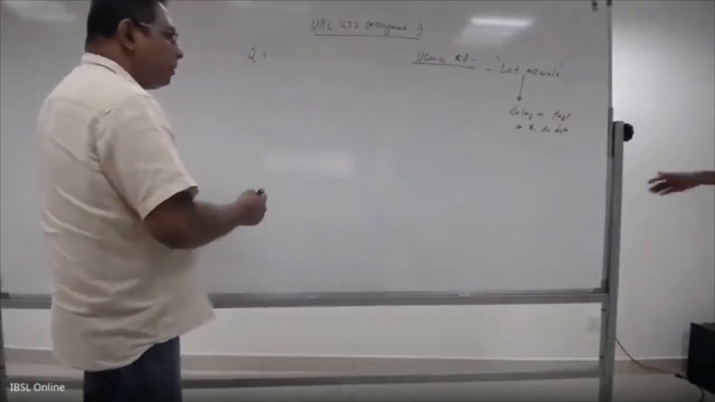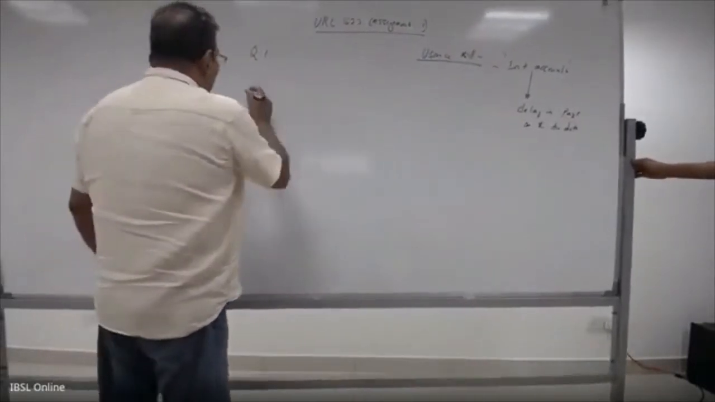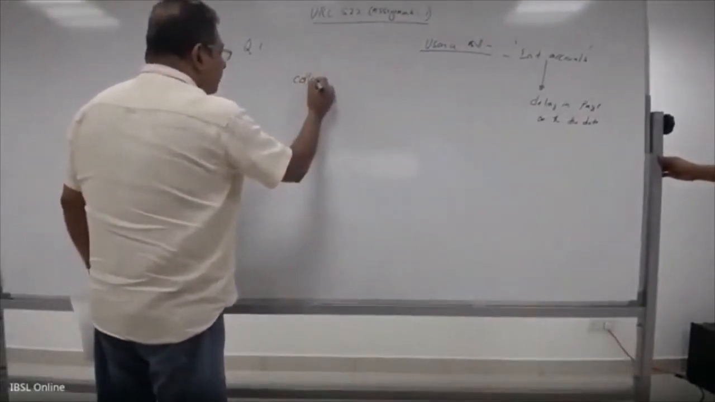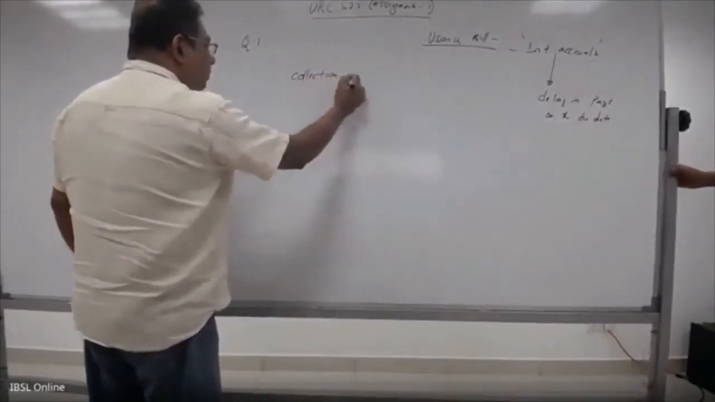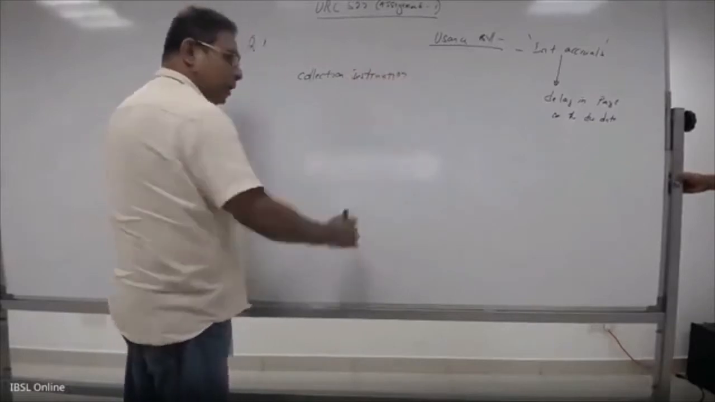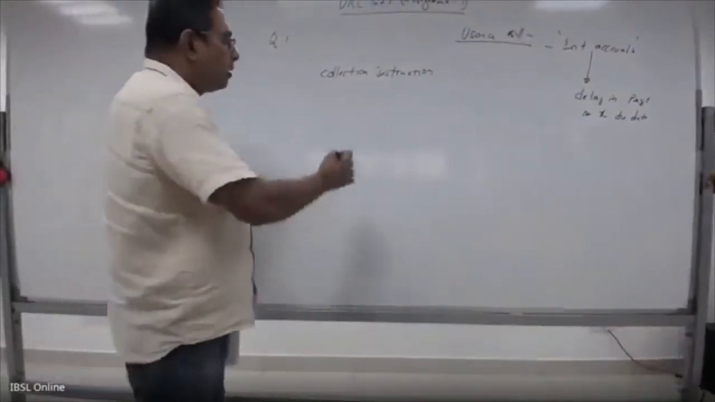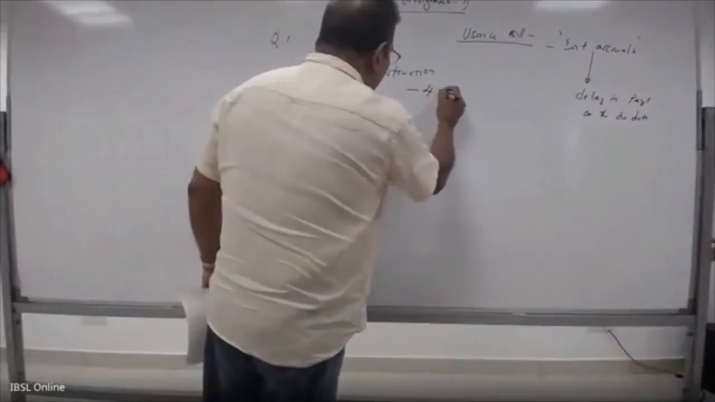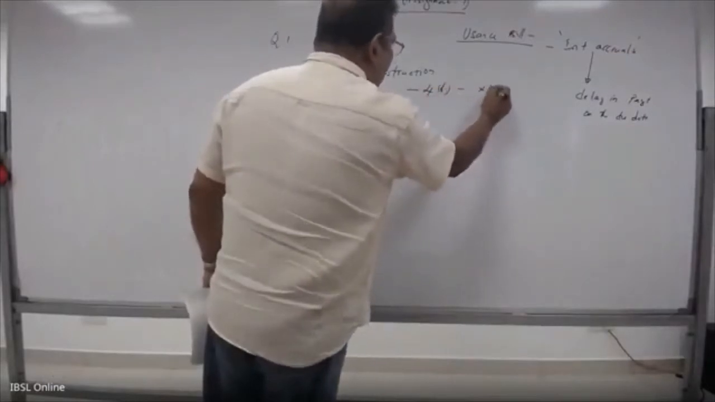Now, I told you with the collection instruction, which is stated in sub-article 4B, there are 11 items.